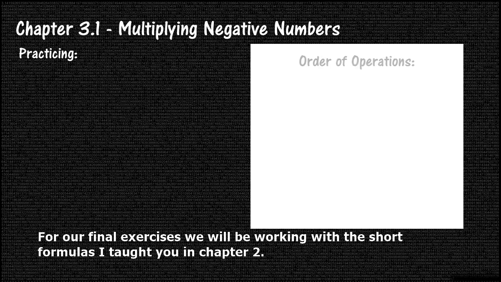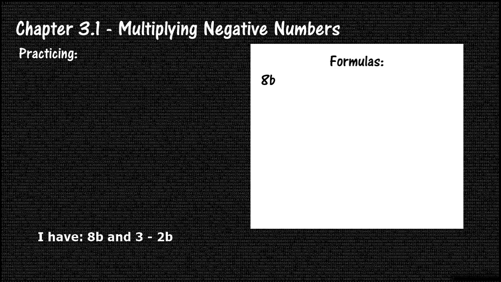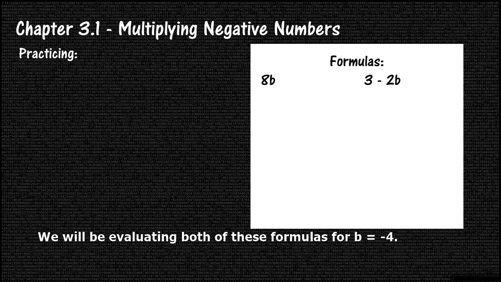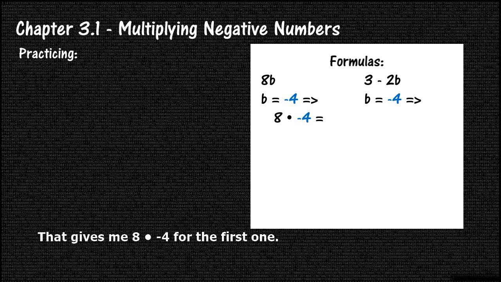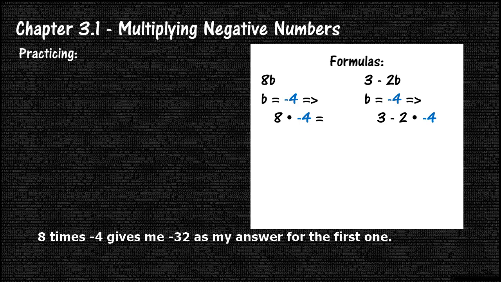For our final exercise, we will be working with the short formulas I taught you in chapter 2. I have 8b and 3 minus 2b. We will be evaluating both of these formulas for b is minus 4. That gives me 8 times minus 4 for the first one and 3 minus 2 times minus 4 as the second one. 8 times minus 4 gives me minus 32 as my answer for the first one.